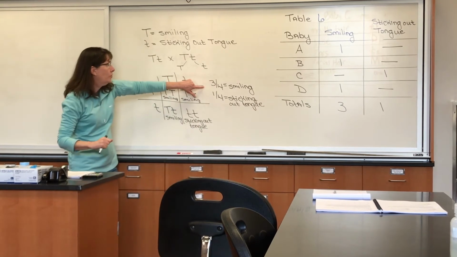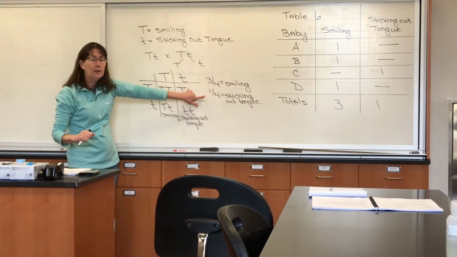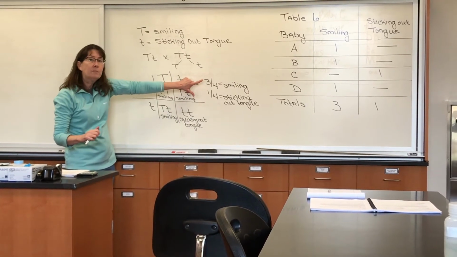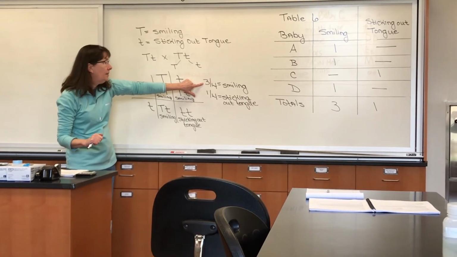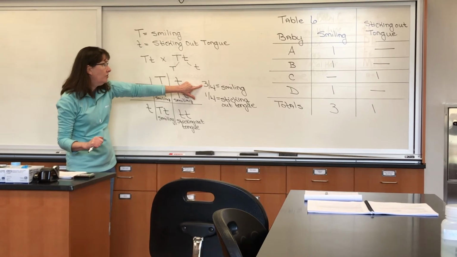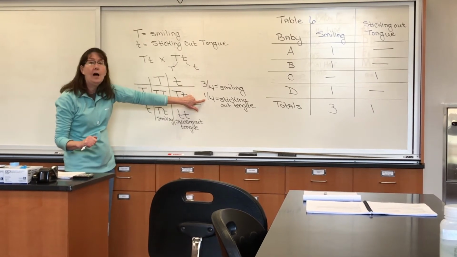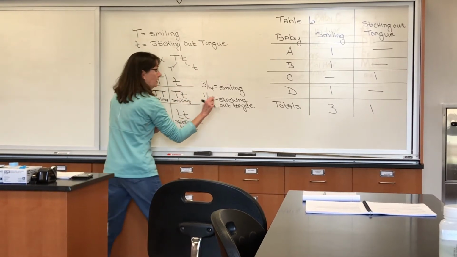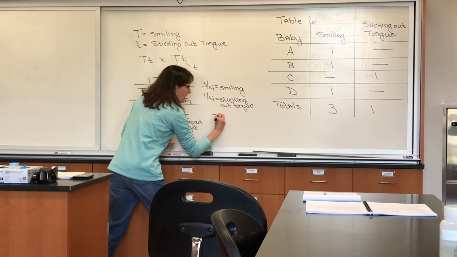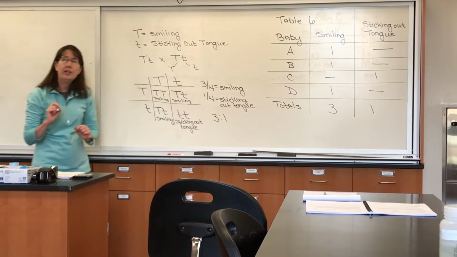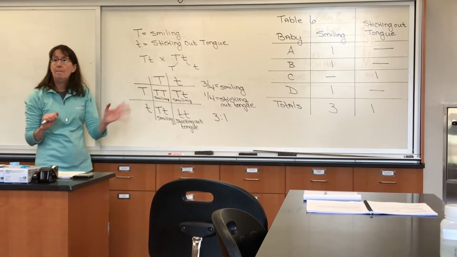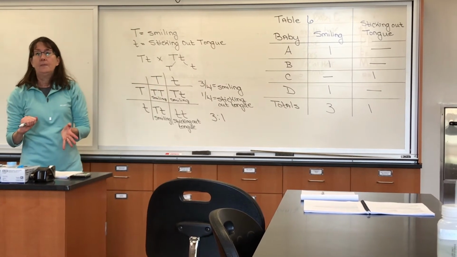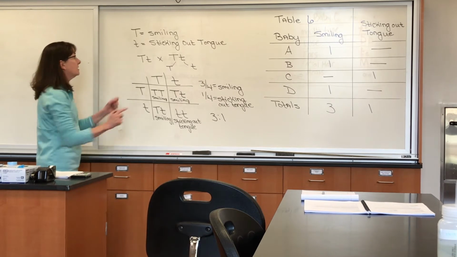This is a 3-to-1 ratio. In the offspring, there'll be 3 offspring exhibiting the dominant characteristic to every 1 that is exhibiting the recessive characteristic. A 3-to-1 ratio. This is one of the ratios that Mendel came up with in his patterns of inheritance.